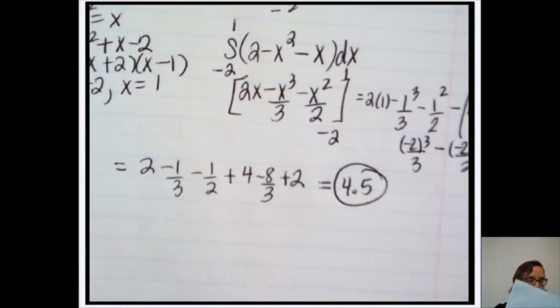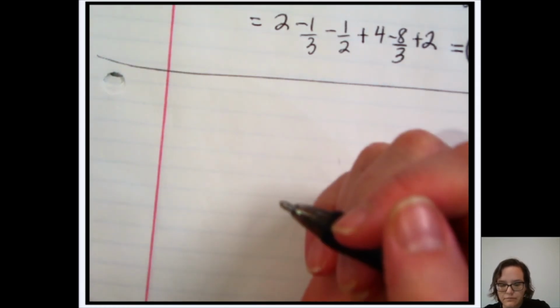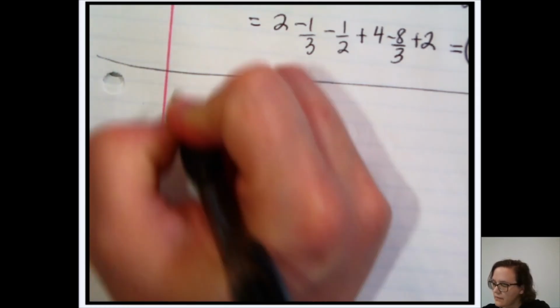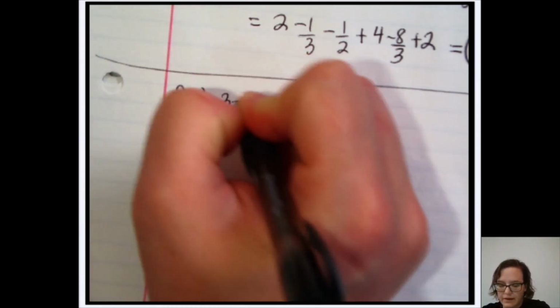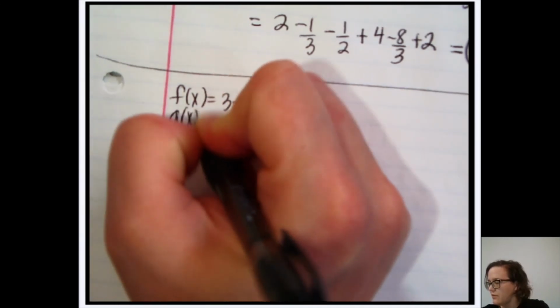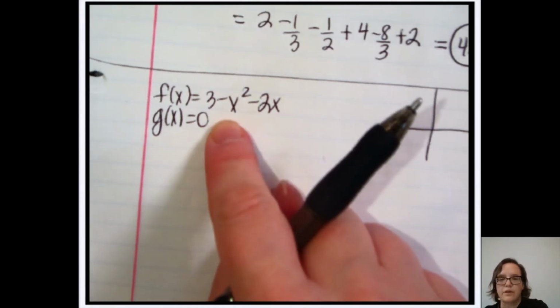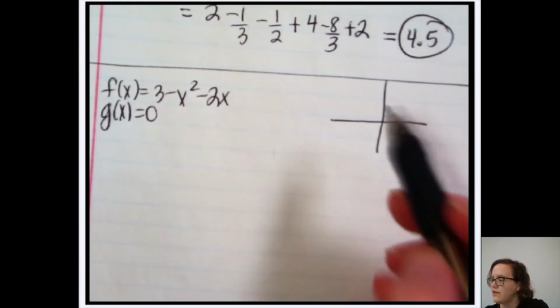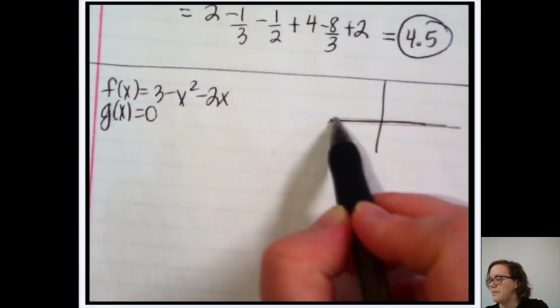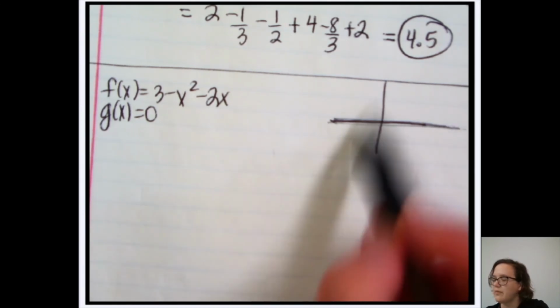So let's try one more, at least. Okay. What if they give us the function f of x equals 3 minus x squared minus 2x, and g of x equals 0. Okay, here we have a quadratic again. It is upside down, we know that because of this. And g of x equals 0 is just y equals 0 or the x-axis.